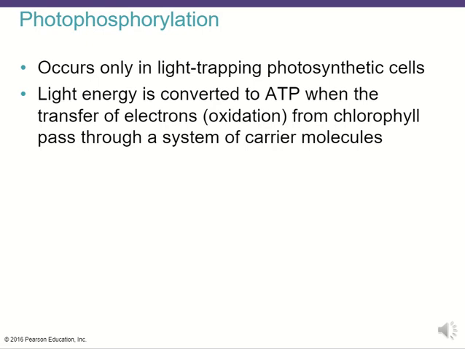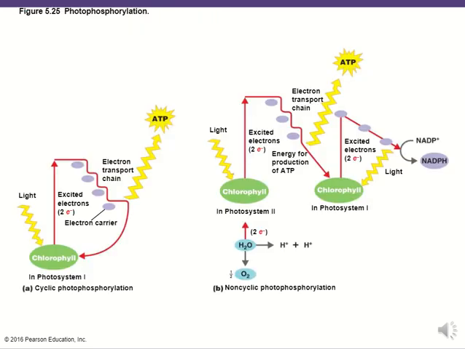The process of phosphorylation also occurs in light-trapping photosynthetic cells, so things where photosynthesis happens. Essentially, the light energy is used to form ATP by the transfer of electrons, oxidation, from chlorophyll to pass through a system of carrier molecules, that long chain that we showed before, or are showing right now, I should say.